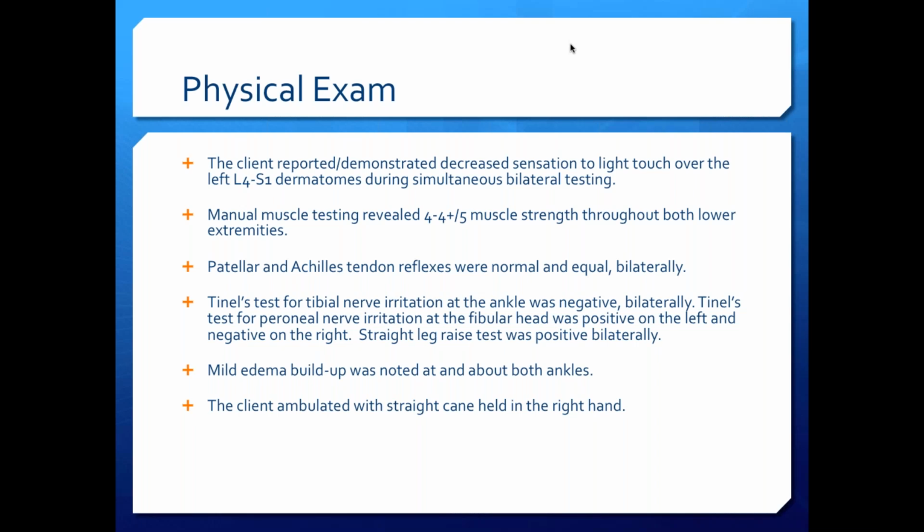Provocation tests were negative for Tinel's at the ankle, but he had positive Tinel's of the peroneal nerve on the left. So that's our first little curveball that we have thrown in here. Straight leg raise, as in most people with back pain, is positive anyway, so it's positive bilaterally. He had edema around the ankle, so that made the test a little bit harder, and his functional status was ambulation with a cane.